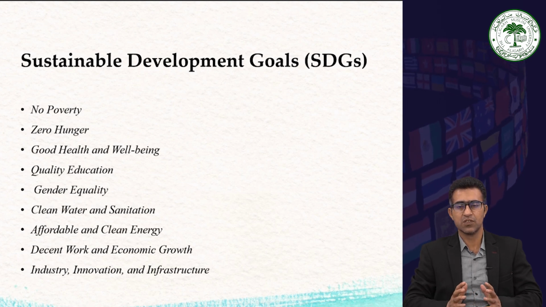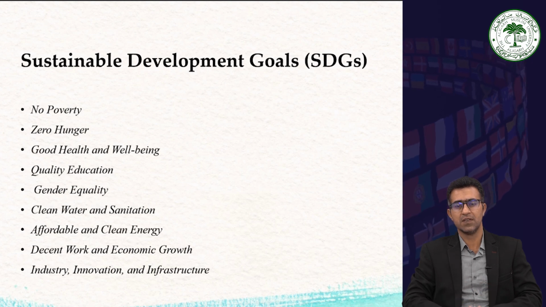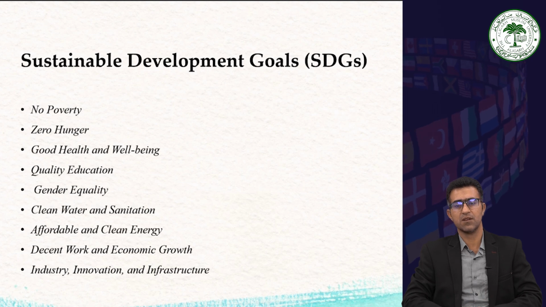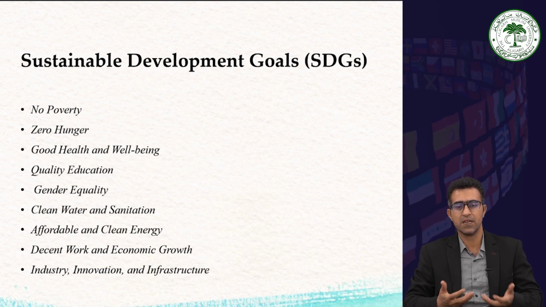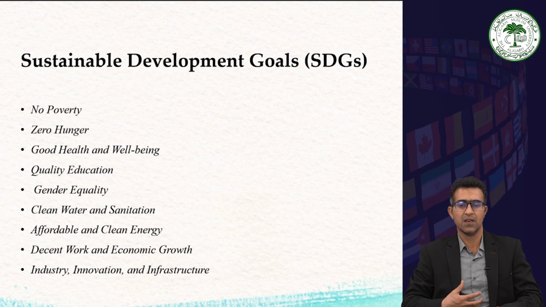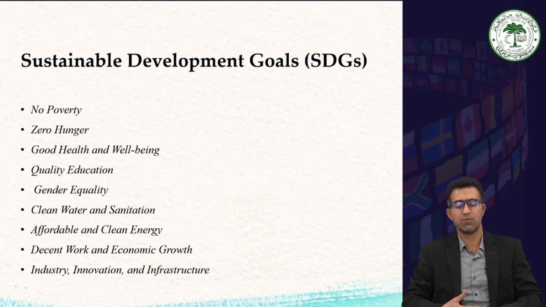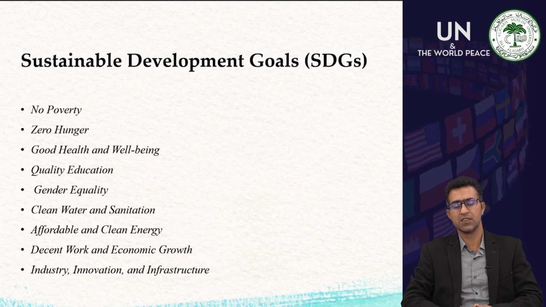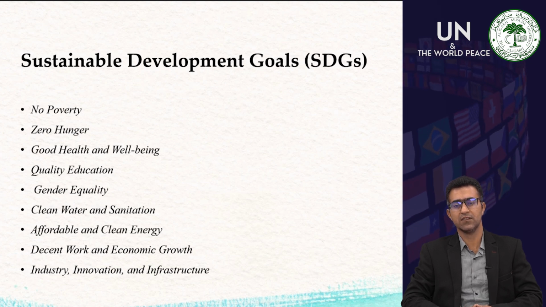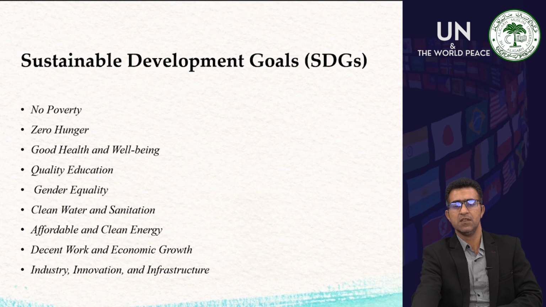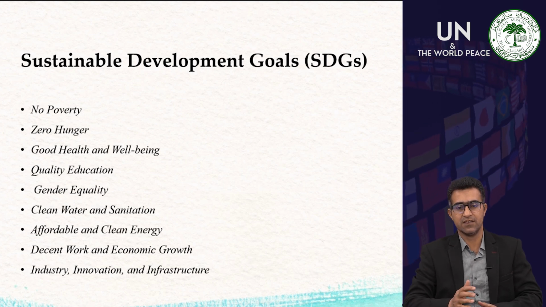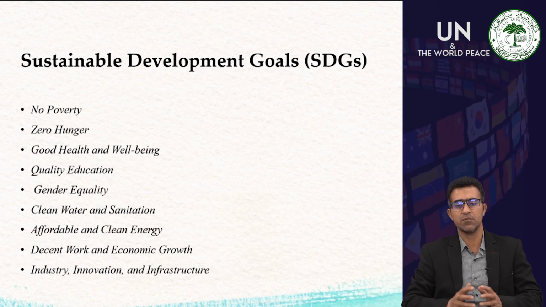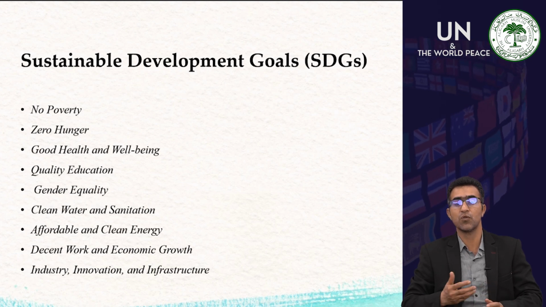So, the target is to achieve full and productive employment, a decent work for all, to promote inclusive and sustainable economic growth, to enhance the capacity of developing countries to develop resilient infrastructure and promote sustainable industrialization. The ninth objective is industry, innovation, and infrastructure. Means to build a resilient infrastructure, strong infrastructure, promote inclusive and sustainable industrialization, and promote innovation.